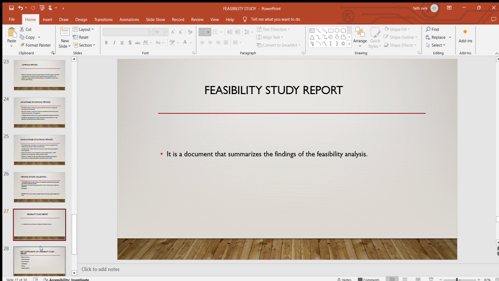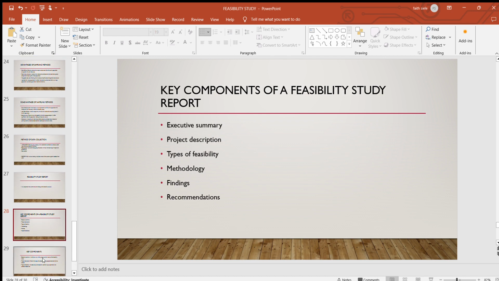What are some of the key components of a feasibility study report? Number one, we have executive summary. We also have project description. We have types of feasibility. We have methodology. We have findings, and lastly, recommendation. So those are some of the key components of a feasibility study report.